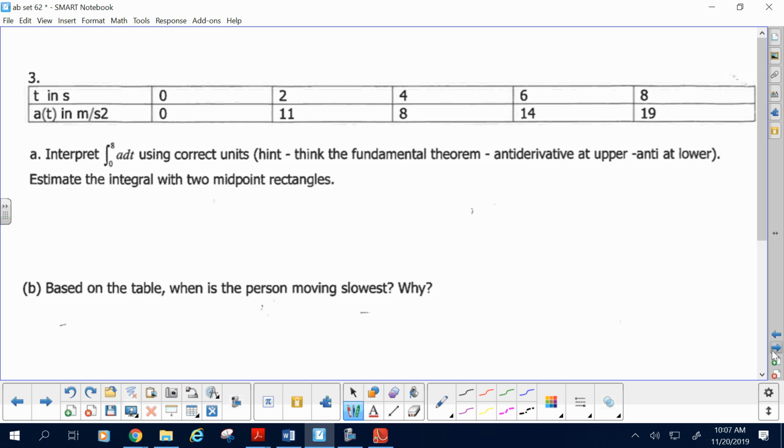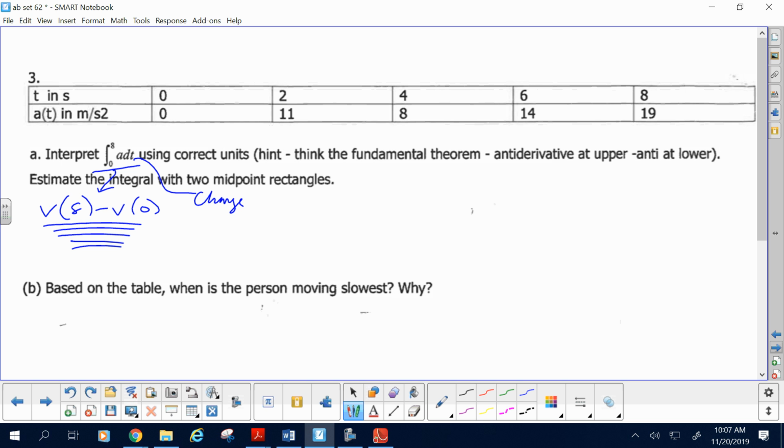Well, unit-wise, what is meters per second squared times seconds? Meters per second. So it seems like this has something to do with velocity, huh? Yeah. Well, that's where it helps to think fundamental theorem. When we do the fundamental theorem, we take the antiderivative of A, which is V at the upper minus the lower. Now, given that these two things are equal, maybe you'll have an easier time interpreting. The integral gives you the change in velocity. That's exactly right. It's the change in velocity.